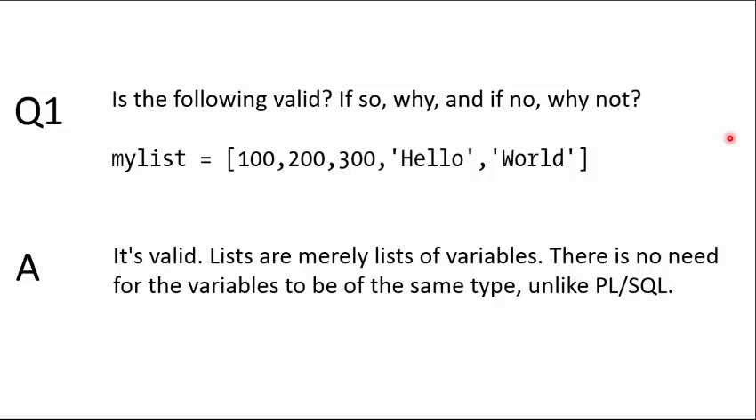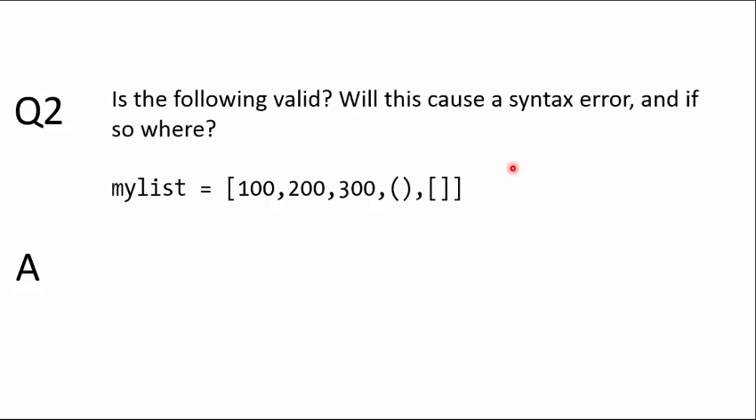It is valid. Remember, in Python, lists are merely lists of variables. There is no restriction that they have to be the same data type, unlike in PL SQL. So here we have 100, 200, 300, which are numbers, and then characters, etc., which is perfectly fine. There's absolutely nothing wrong with this one. Is this valid? This is an interesting one. It's not even a data type. It's actually different things I put together, like different types of parentheses, etc.